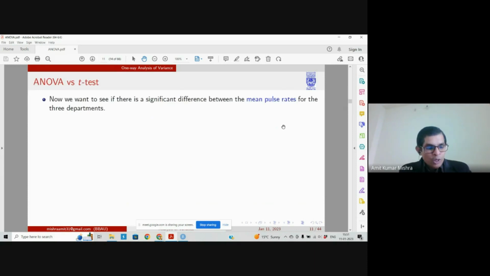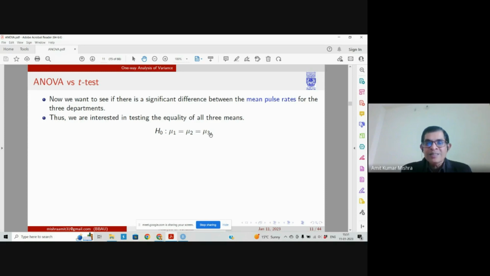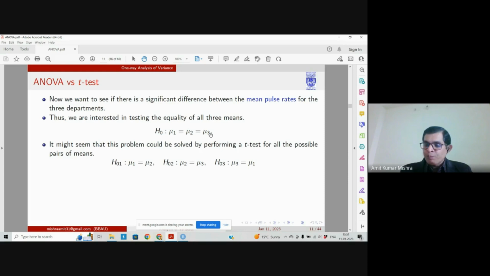Before going into the graph, we want to discuss why we cannot use the t-test here. That means we are going to discuss why analysis of variance is important. Now we want to see if there is a significant difference between the mean pulse rates for the three departments. So we can test that mu1 is equal to mu2 is equal to mu3. That means the mean of the first population, the mean of the second population, and the mean of the third population are the same. And what will be the alternate? Alternate, of course, is that two of them are different.